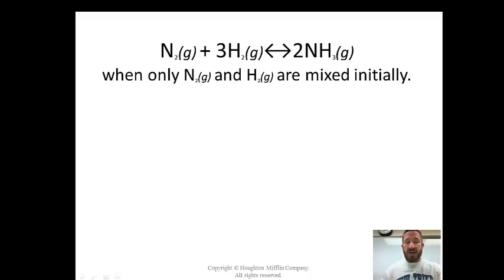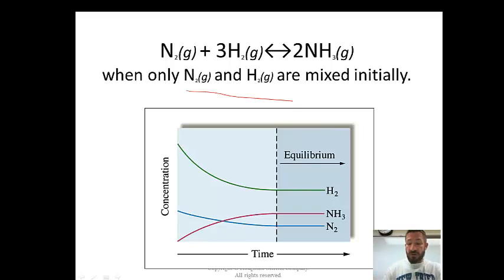Let's look at one more example. This will be the reaction of nitrogen and hydrogen forming ammonia. Now this time we're just starting with the 2 reactants, nitrogen and hydrogen, and we see the nitrogen and hydrogen are here. This is a nitrogen, that's a hydrogen, and notice there's no ammonia to start with.